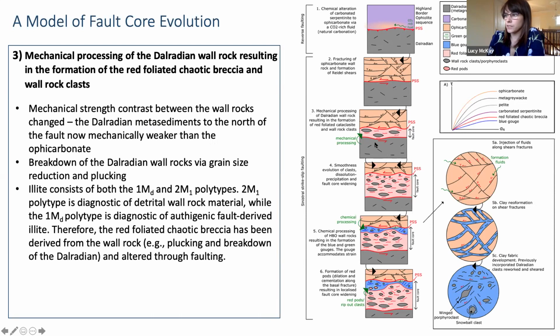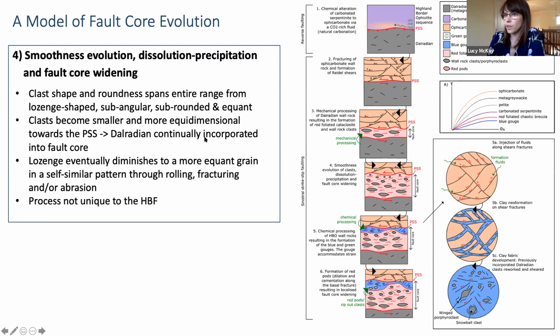You're going to start breaking down the Dalradian first because it's a weaker unit compared to the ophicarbonate, which is now really strong. Like in the field, you couldn't even break it with a hammer, it's that strong. But after you then metamorphose your Dalradian, that will become harder than that. Oh sorry, I've missed the stage, as you're then incorporating all your clasts into the fault core and it becomes smaller.